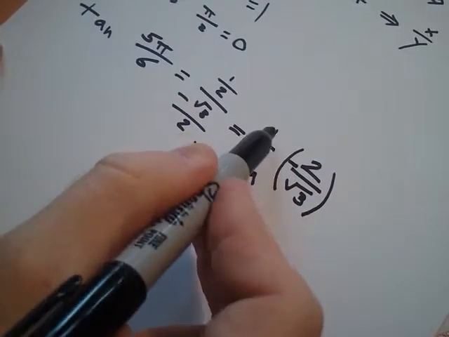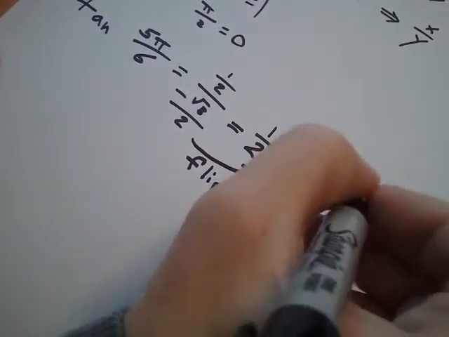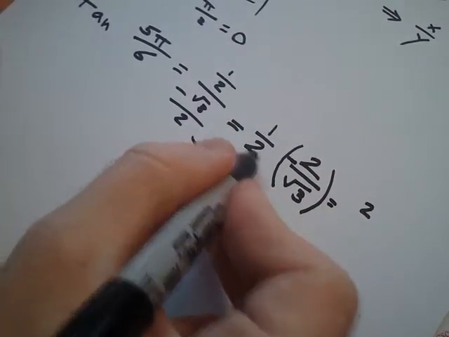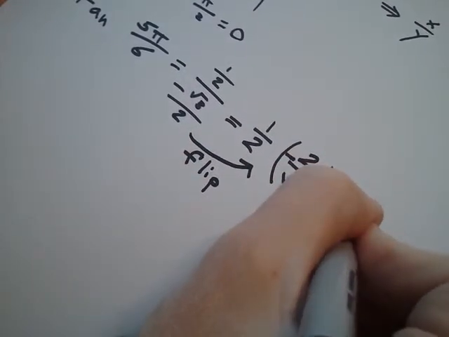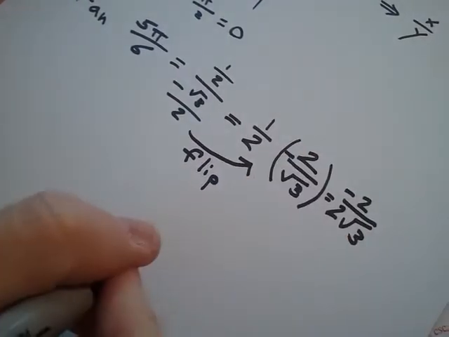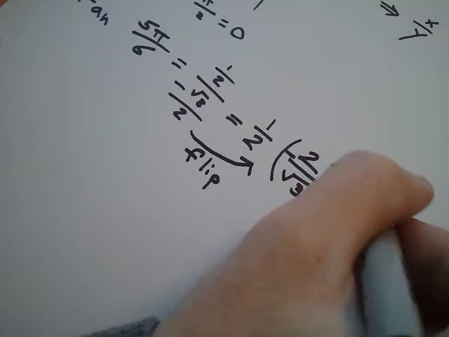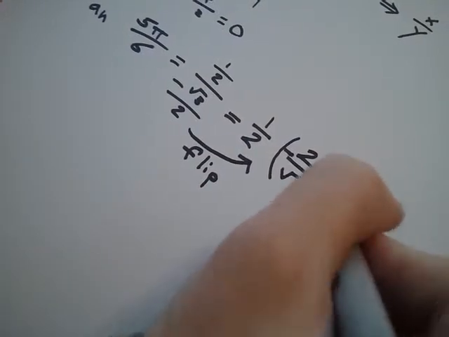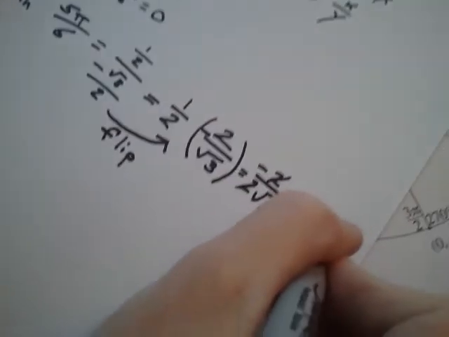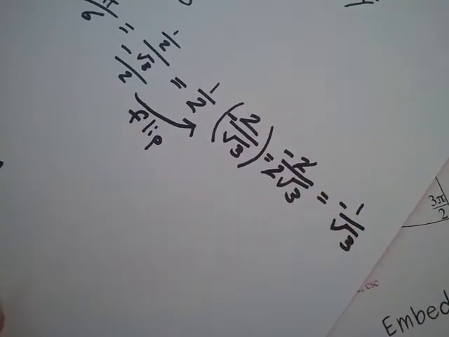And then multiply across. So 1 times 2, that'll give us 2 on top. 2 times the square root of 3 will be on the bottom. And this is still negative. The 2's are going to cancel, and we're left with negative 1 over the square root of 3. But we're not done yet. I'm going to copy that.